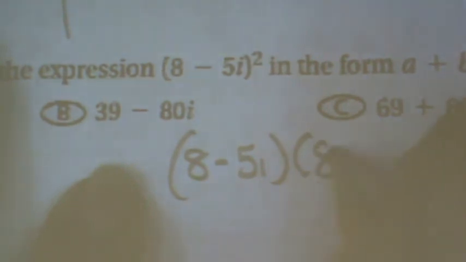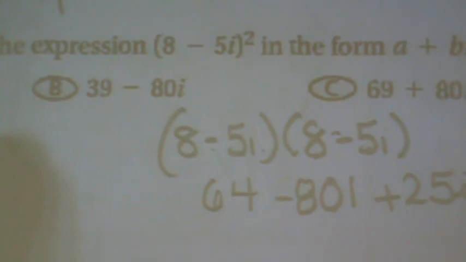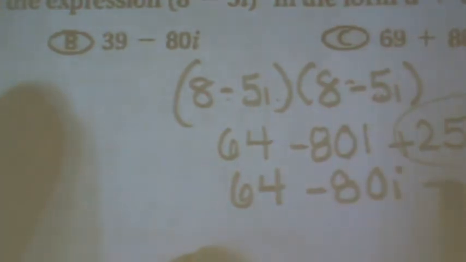For 73, last question. How can you rewrite this expression in the form a plus bi? You would have to FOIL this. So what is 8 minus 5i times 8 minus 5i? You would square that quantity. 8 times 8 is 64. These two are going to give you negative 40, and negative 40 is negative 80i. And then if you multiply these two, you get 25i squared, but this is equal to negative 25. So you have 64 minus 80i minus 25.